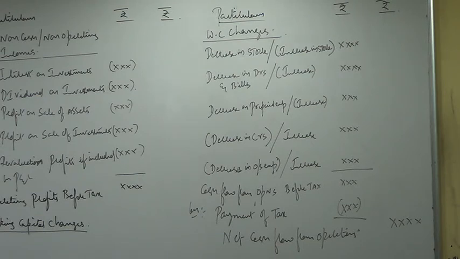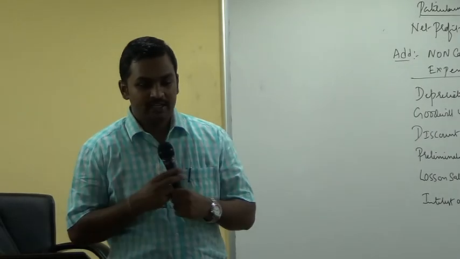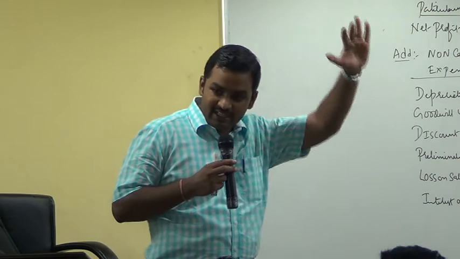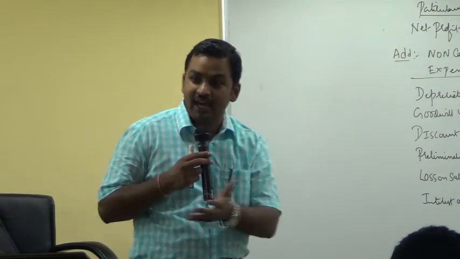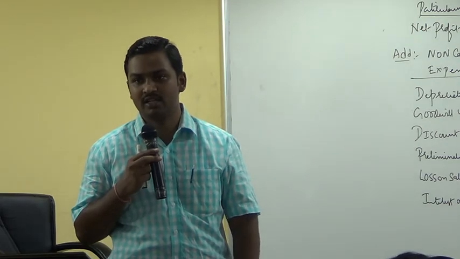Now, current asset minus current liability, what is it called as? Working capital. It is called as net working capital. Only current assets, gross, minus current liabilities, you get net working capital. Is it clear? Increase in working capital is a cash outflow. Decrease in working capital is a cash inflow. Do you remember? Do you understand this?